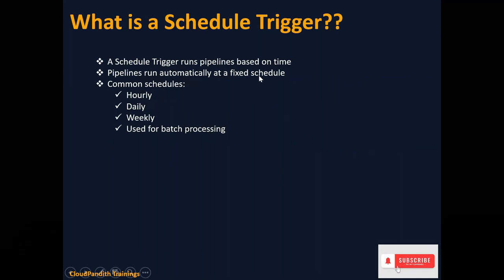Now let's understand what a schedule trigger is. A schedule trigger runs a pipeline automatically based on a time team. Once configured, the pipelines run at a fixed schedule without manual intervention. Automatically, it is going to run. The common schedules include hourly, daily, weekly runs team. And schedule triggers are mostly used for batch processing workloads. Batch processing means it will collect data for an hour and process it, or collect data for a day and process it. That's how it will process the data.